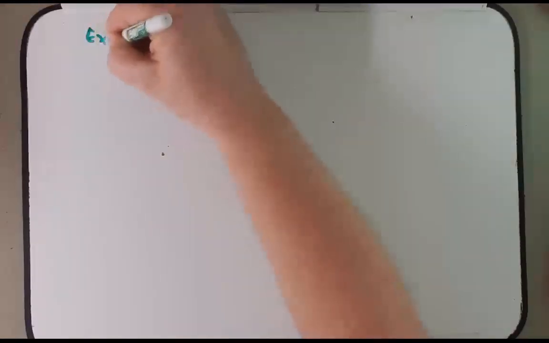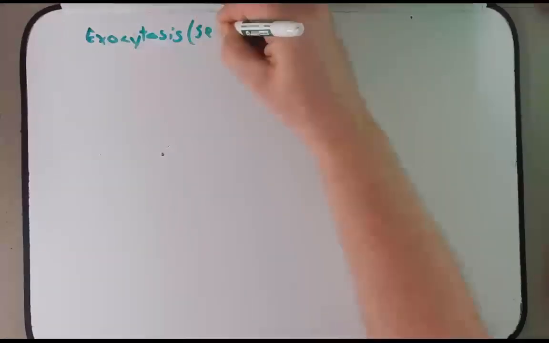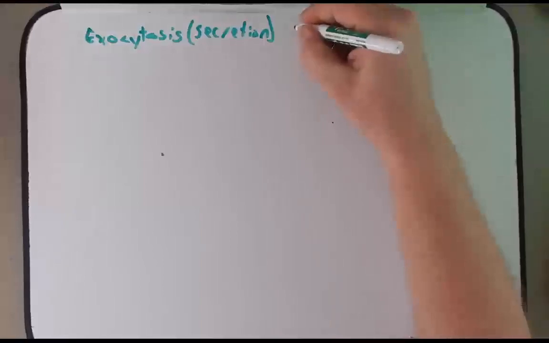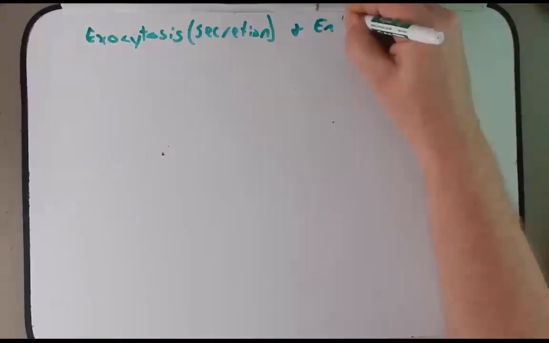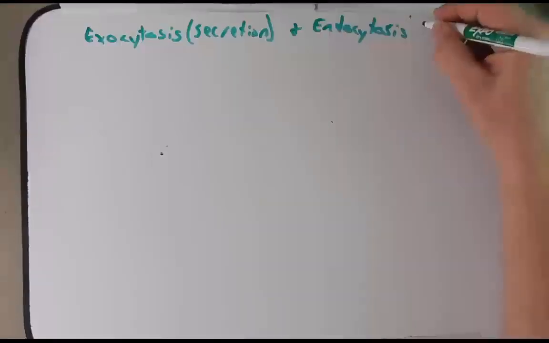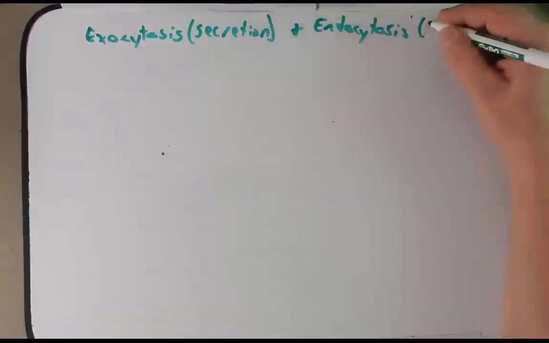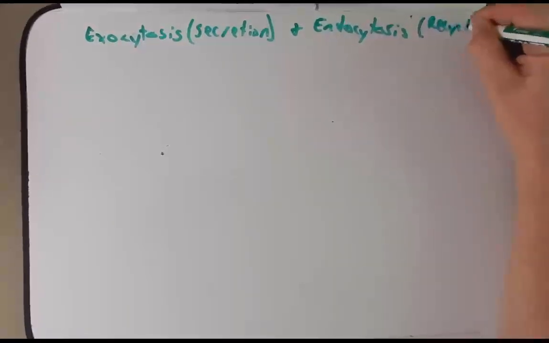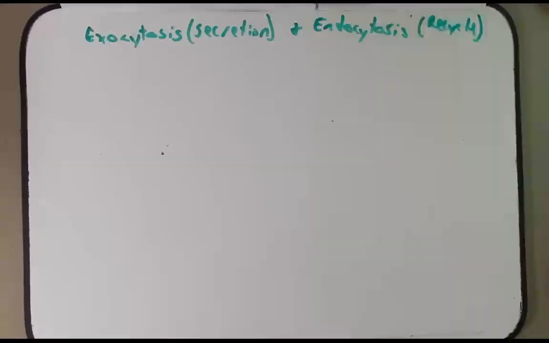In this podcast we're going to talk about something called exocytosis, which we often refer to as secretion, and we're also going to talk about endocytosis and a few other things linked to endocytosis. And when we talk about endocytosis, we're going to talk about it from the perspective of recycling. How do we recycle some of the molecules involved in cellular events?